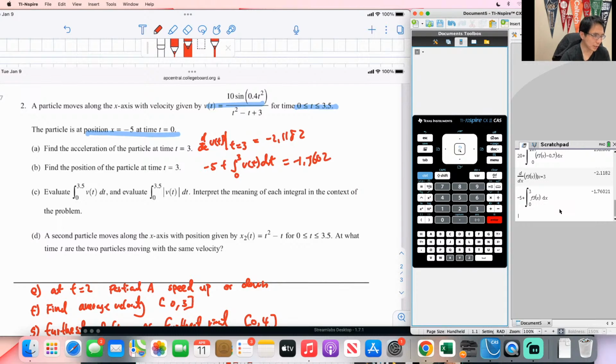Okay, so what's the difference between 0 to 3.5 and 0 to 3.5 of v of t? What's the difference? This is total what? And this one's total what? Displacement and position. Which one is the displacement? Displacement is absolute value. No, it's the other one. Sorry, I knew that. Total distance is this one, and total displacement is this one.